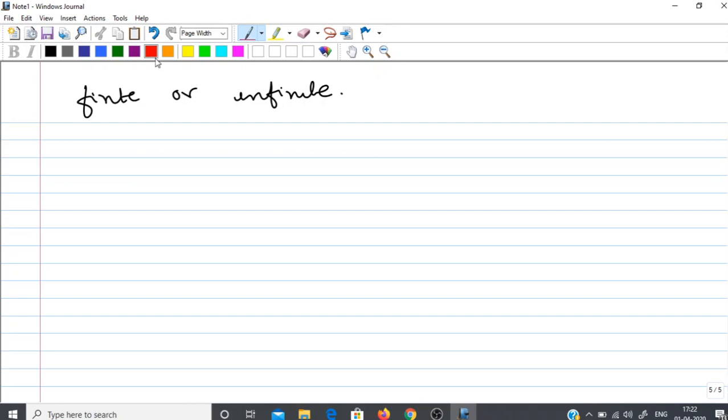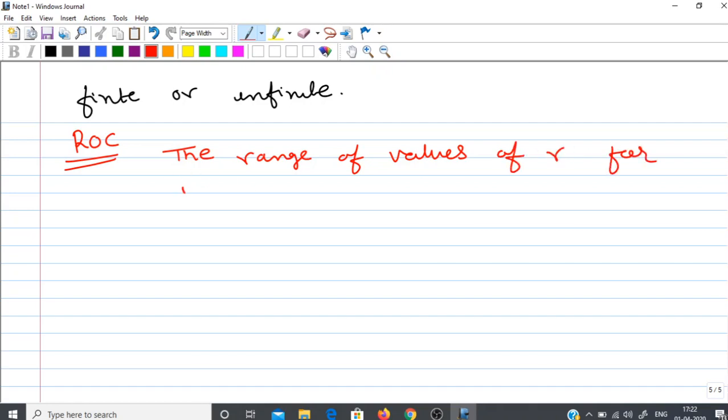So now we are ready to give the new definition of ROC. So what is ROC? ROC is the range of values of r for which this summation of mod x[n] r to the power minus n is finite.